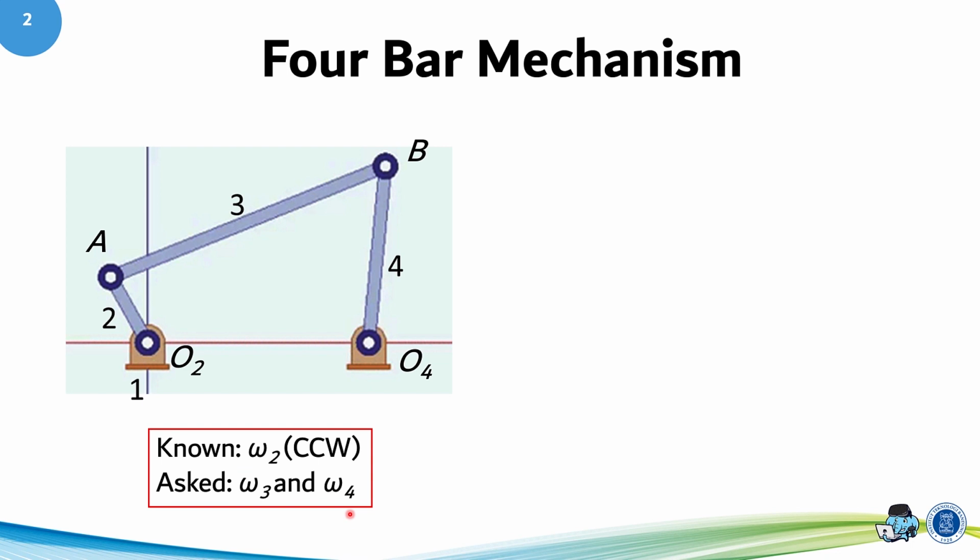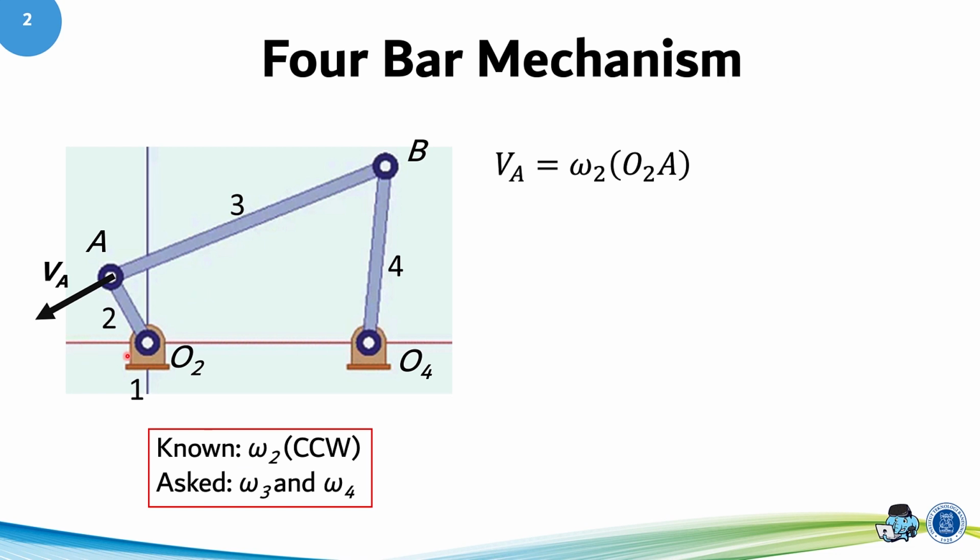First, we can directly calculate the velocity at point A, that is omega 2 times O2A, the distance between O2 and joint A. The direction is perpendicular to O2A and directed to the left because link number 2 is rotating counterclockwise.